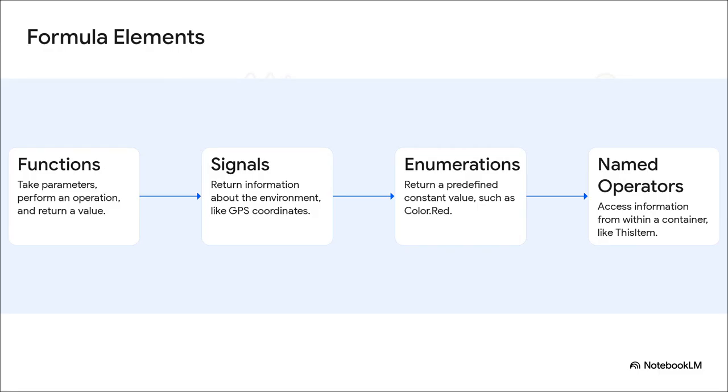Think about it like this, okay? Functions, those are your action verbs. They're the things that do stuff. Signals are like your app's senses. They can read information from the phone or tablet, like its GPS location. Enumerations, those are just your presets, like a list of colors you can use. And named operators, they're basically like little pointers, helping you grab info from specific things on the screen.